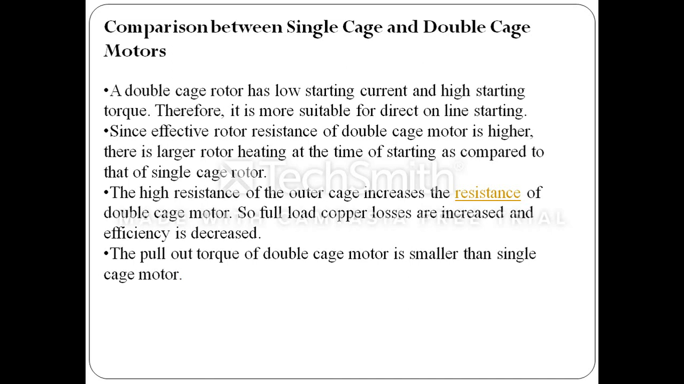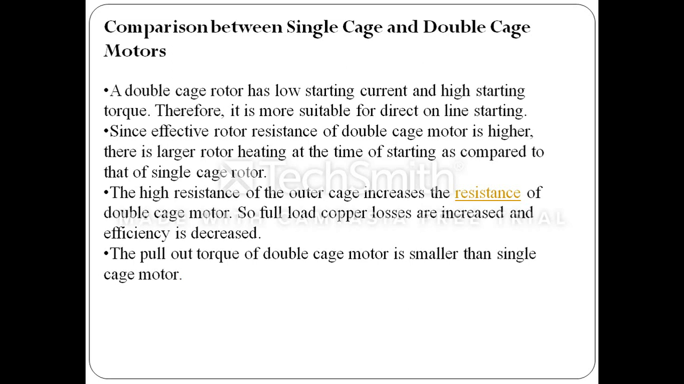Now, a comparison between single cage and double cage induction motors. A double cage rotor has a low starting current and high starting torque. Therefore, it is more suitable for direct online starting. Second, since the effective rotor resistance of the double cage motor is higher, there is a large rotor heating at the time of starting as compared to a single cage induction rotor.